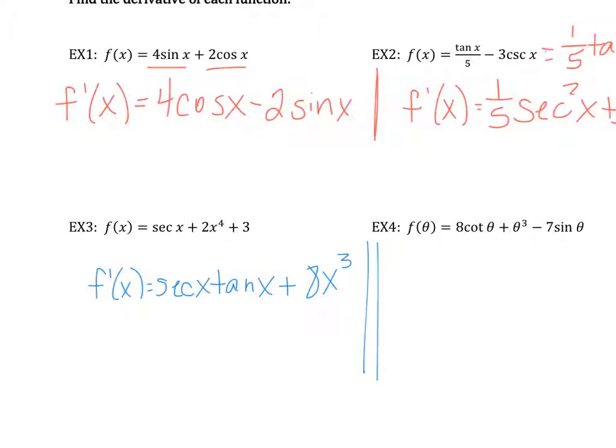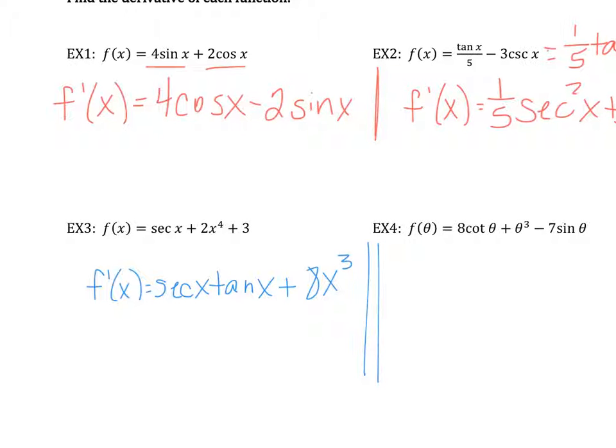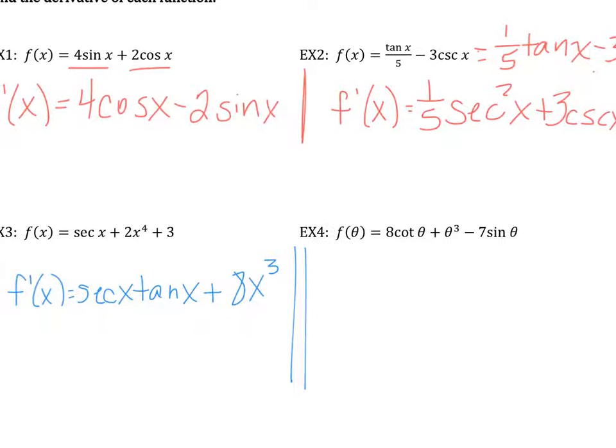Now, don't get confused with example 4 because the variable is theta. Notice it says f of theta. So you're taking the derivative with respect to theta. So you have to treat the theta like you would an x, which is sometimes weird, but you just have to kind of keep it straight in your head.